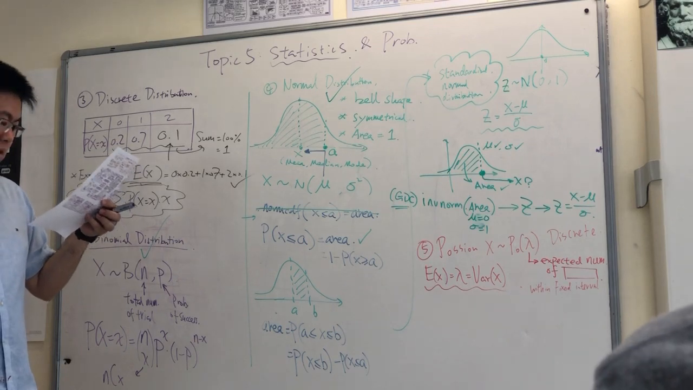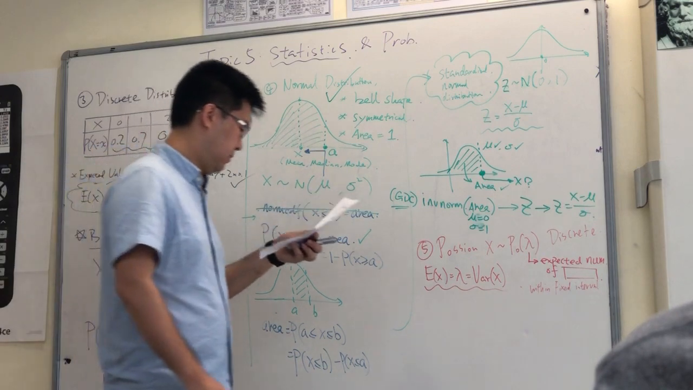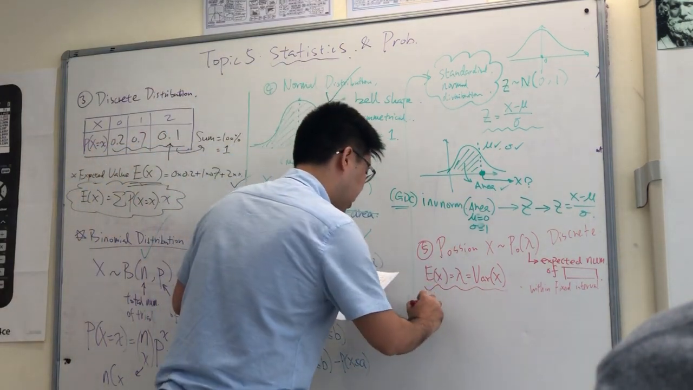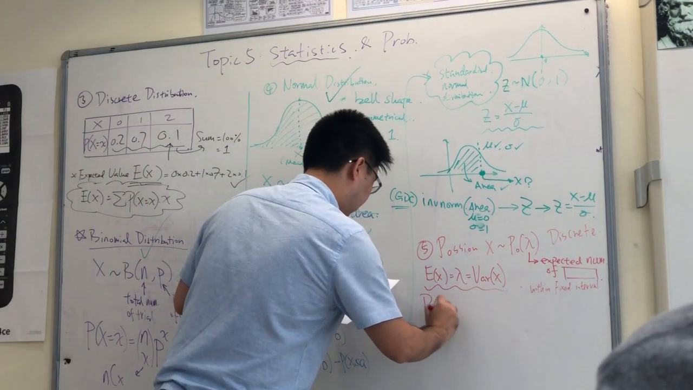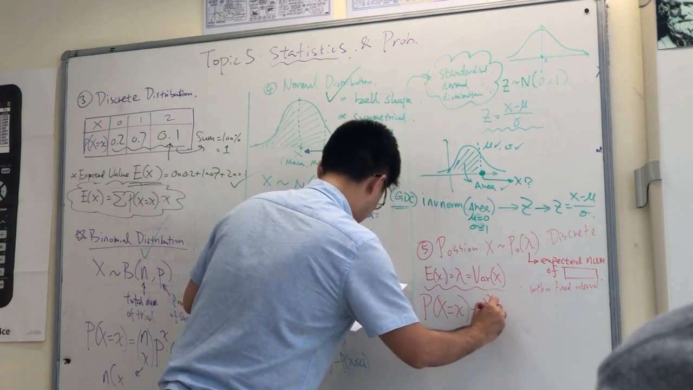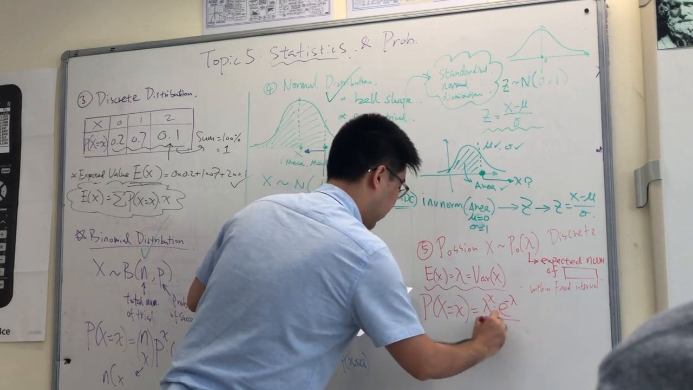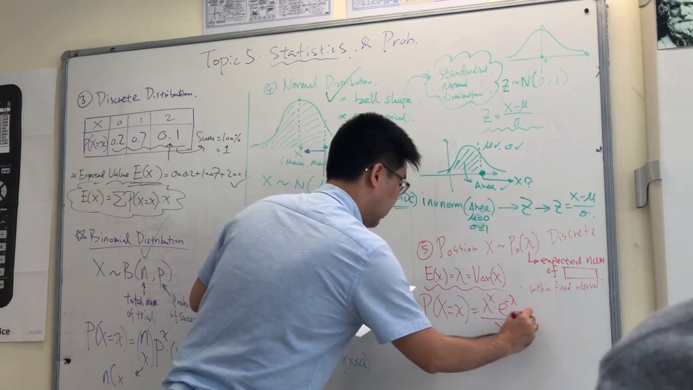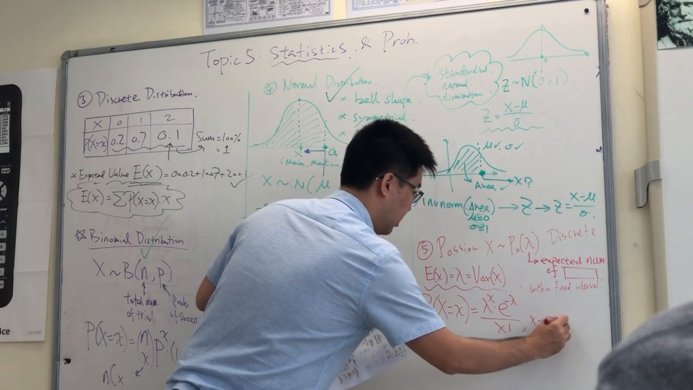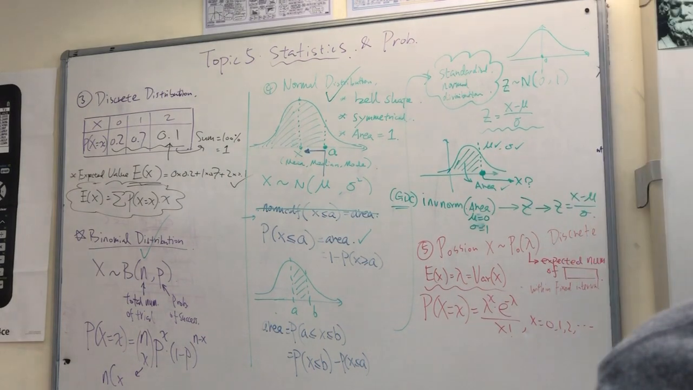And then we also have the fact that for Poisson distribution, the probability of X equals x is lambda to the power of x times e to the power of minus lambda over x factorial, for x equals 0, 1, 2, so it's discrete. So this formula, I believe, can be found in the formula booklet, right?